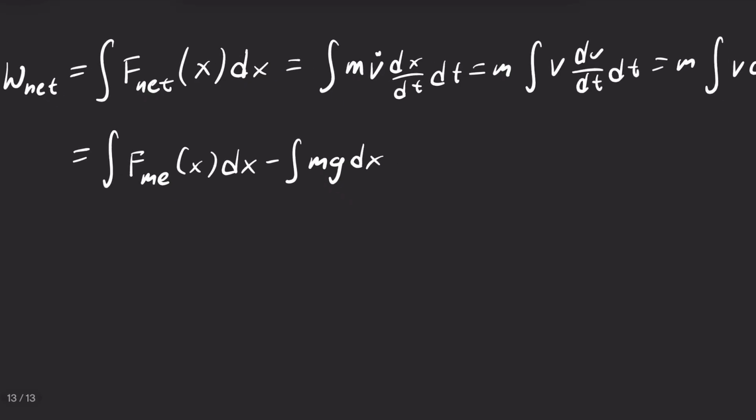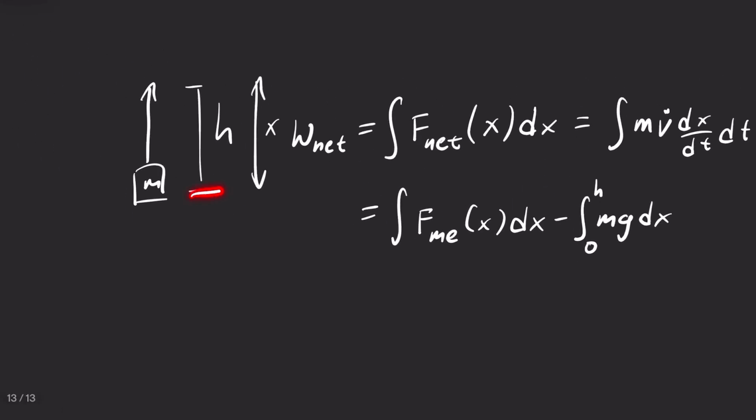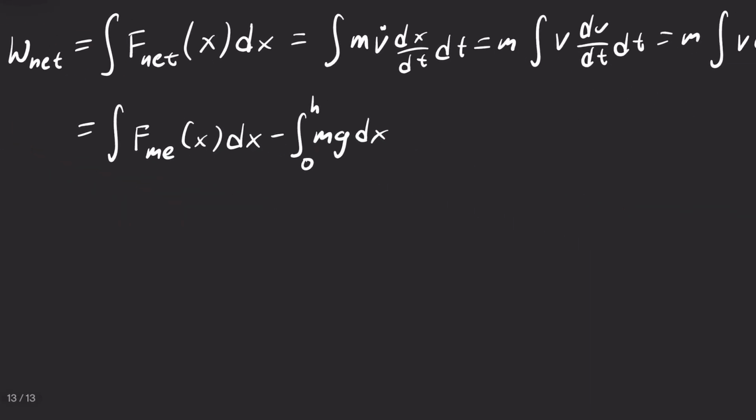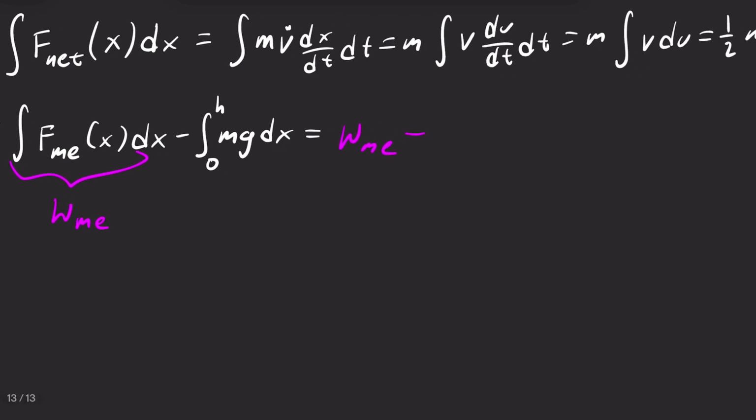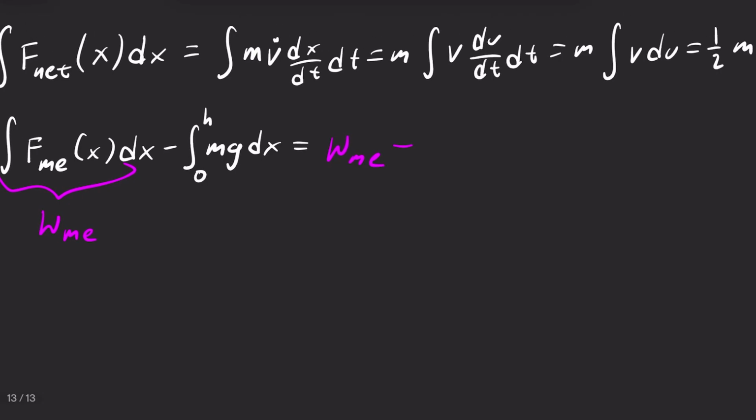And I'm going to be integrating this from 0 to h, because I'm lifting it from point 0 to h. And I'm also going to rewrite this as the work I do, because this is what we're looking for. So the work I do is going to be this: F me minus the integral of mg from 0 to h over dx.